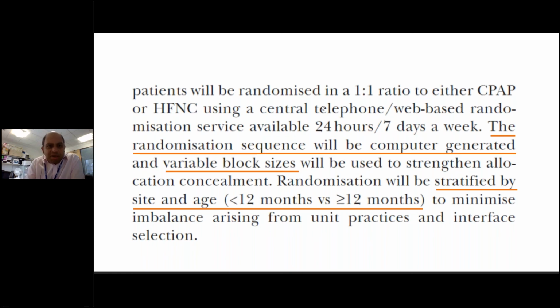So you stratify by site and by age. These are the sort of things you read in papers, and these are the things you should look at as ways of randomization.